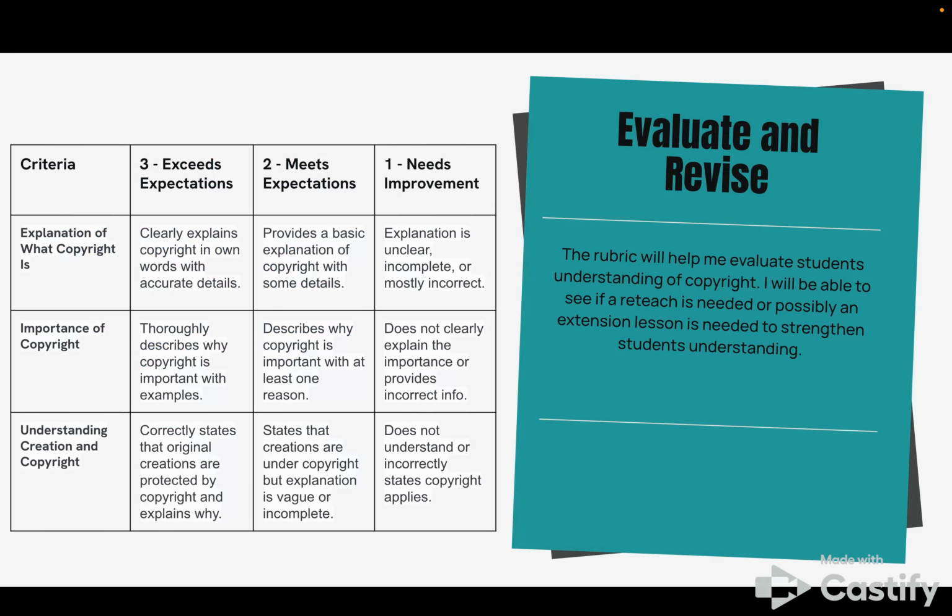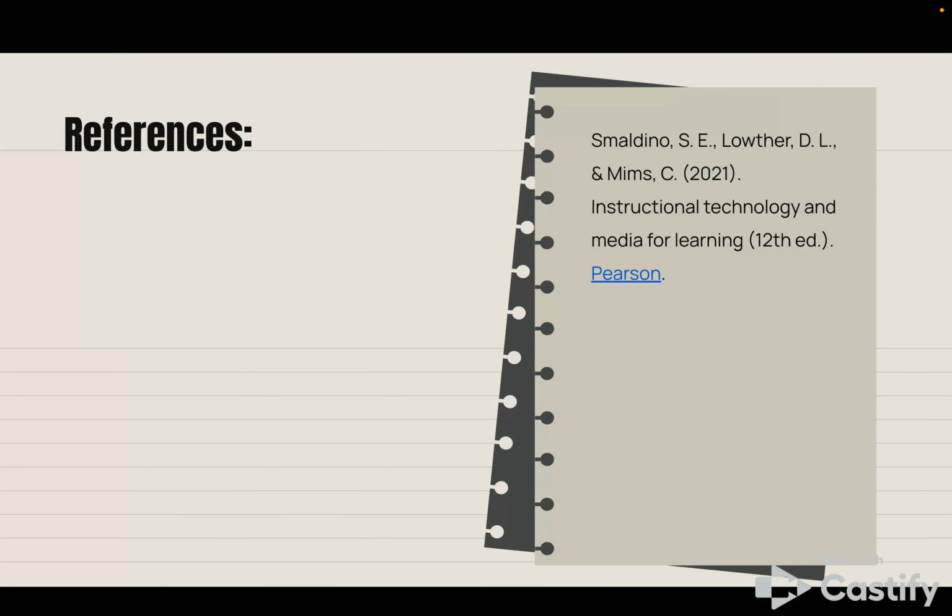The last part is evaluate and revise. So once the students complete the Google Form, then I'll be able to look at that and use this rubric to help evaluate the students' understanding of copyright. And I'll be able to see if a reteach is needed for this lesson or possibly an extension that's needed to maybe strengthen students' understanding of copyright. And so I have pasted the rubric that I would use for the lesson.